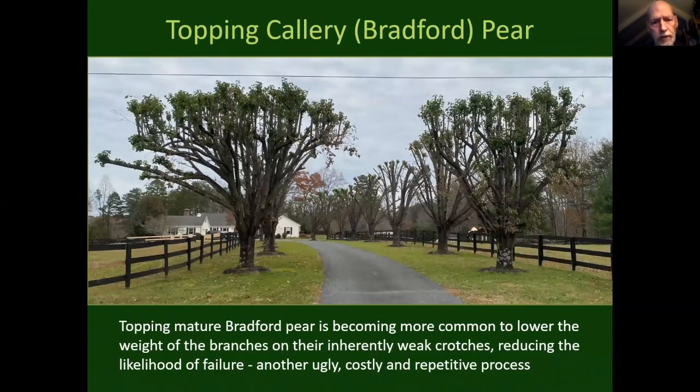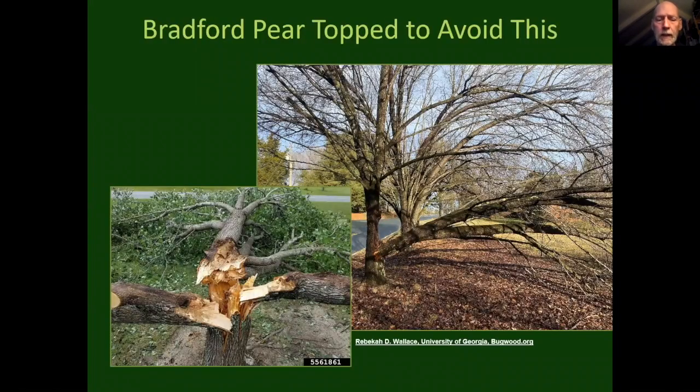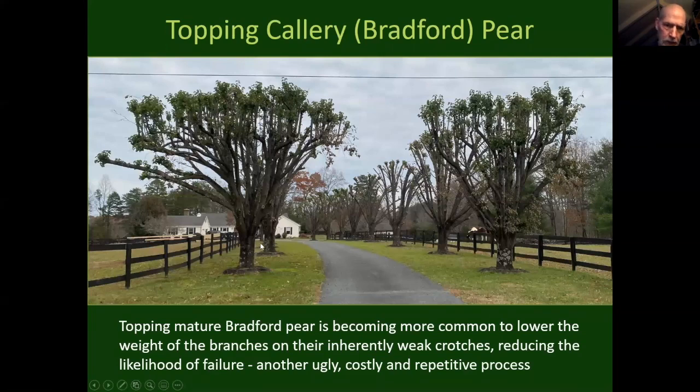Here's the second place where you see topping going on routinely nowadays, and that is for Bradford pear. And it's an effort to try to keep these trees from doing what they are just grown to do, which is fail. Bradford pears have a very poor structure. They were hybridized in order to meet certain goals, some of which they met, but in the process, it turned out that they all grow like this.